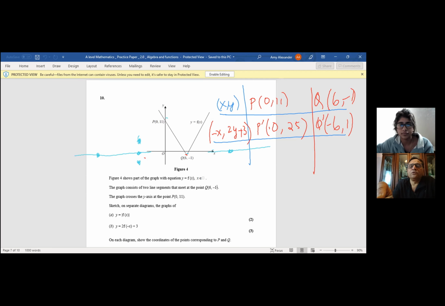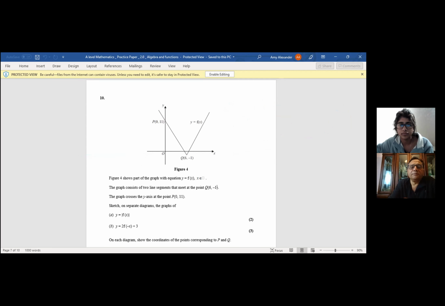Now let me show it in two ways. Let me erase this all. So first step is we will do the 2 times vertical stretch, right? Instead of 11, that goes to 22, and −1 goes to −2. So we have a graph which is crossing the y-axis at (0, 22), so it goes like this. Is this clear to you? And these points remain the same. So we have done the 2 times f of x.